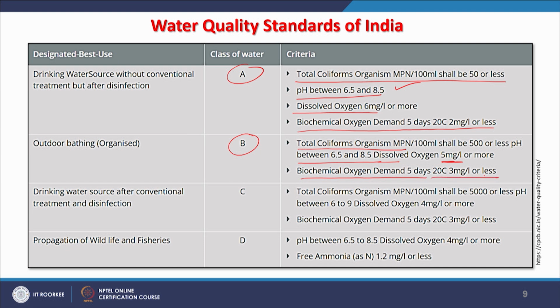Then drinking water sources after conventional treatment and disinfection. If that is being done, then again these parameters are defined here. And then propagation of wildlife and fisheries, where pH is 6.5 to 8.5, the same as for fresh water and other waters. Dissolved oxygen is 4 mg per liter or more. Free ammonia, that range is also given here.